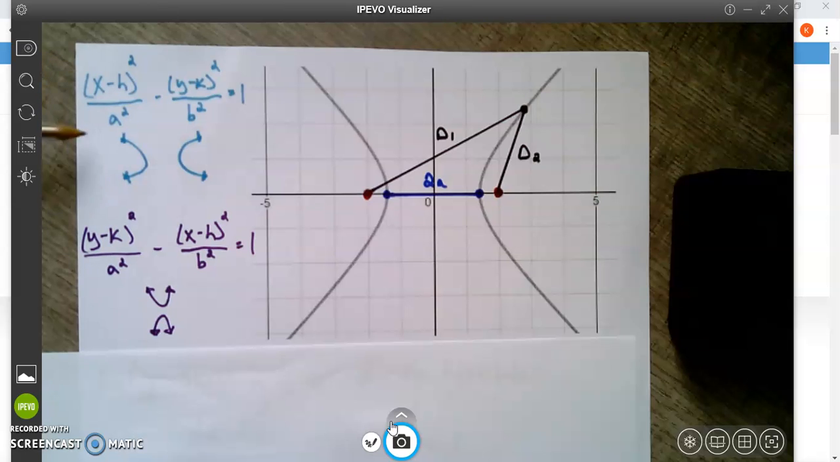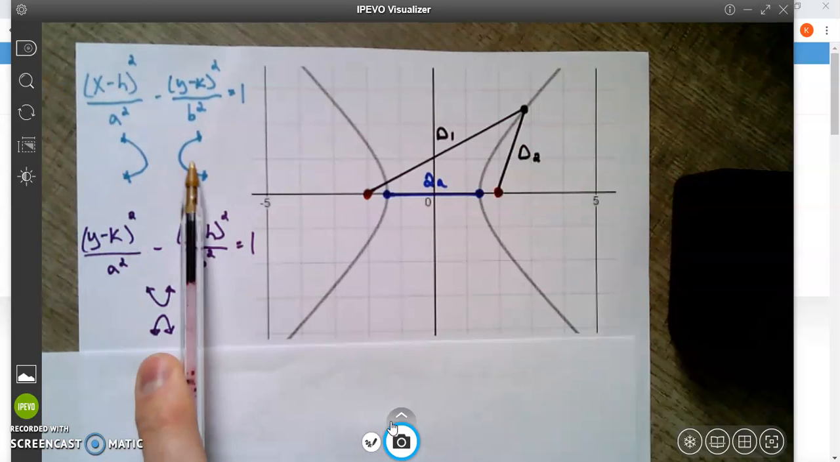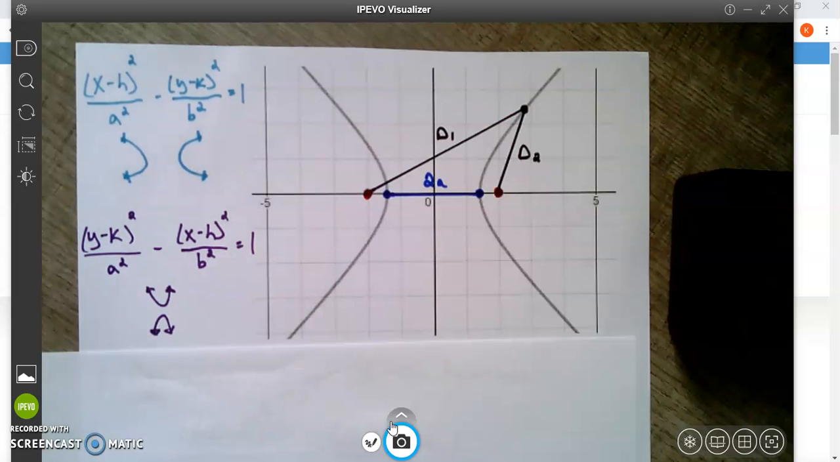Notice a couple things about this. The a squared on an ellipse could bounce back and forth between these two, but for a hyperbola, it will always come first. It will always be the positive one. So if it's a side opening hyperbola, where the arms are going left and right, the x one will come first, always over a squared. The y one will be negative, minus y something squared.